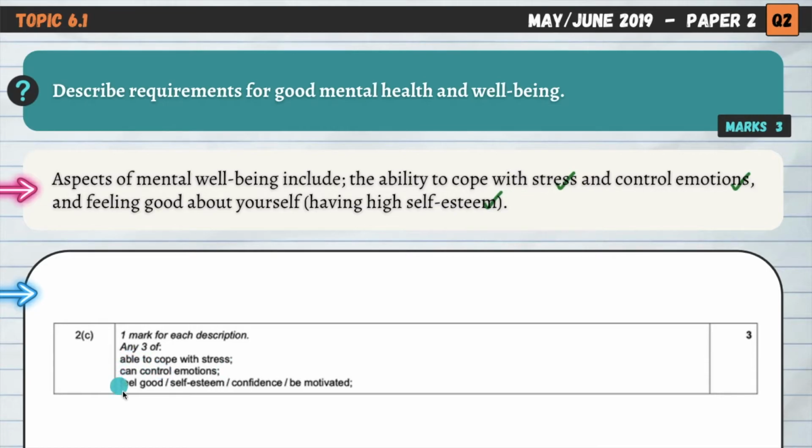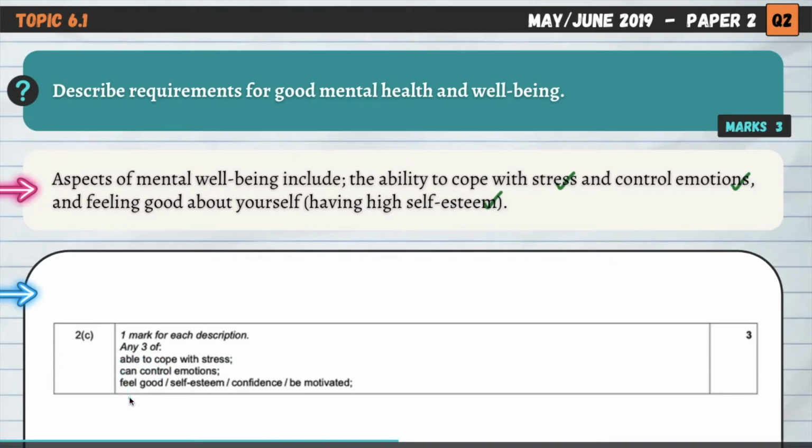And these were the 3 statements you needed to remember for mental health and well-being. So you need to remember all of these statements: able to cope with stress, control emotions, and having confidence or self-esteem or feeling good about yourself.